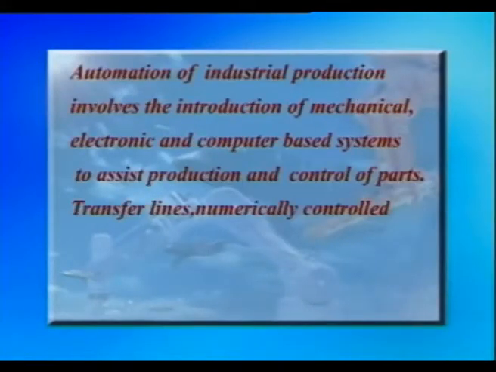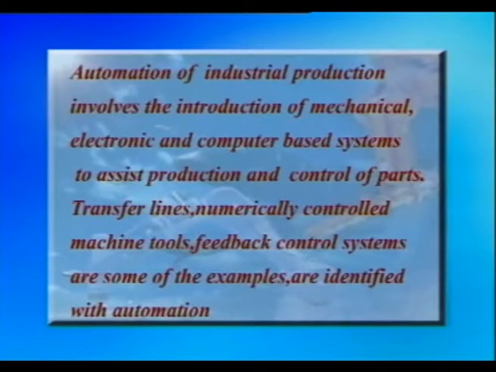Industry at present relies on increased productivity and uniform quality of end products. To ensure these requirements, special purpose machines have been designed in order to perform predetermined functions and automate the manufacturing. Automation of industrial production involves introduction of mechanical, electronic and computer-based systems to assist production and control of parts. Transfer lines, numerically controlled machines and feedback control systems are examples of automation.